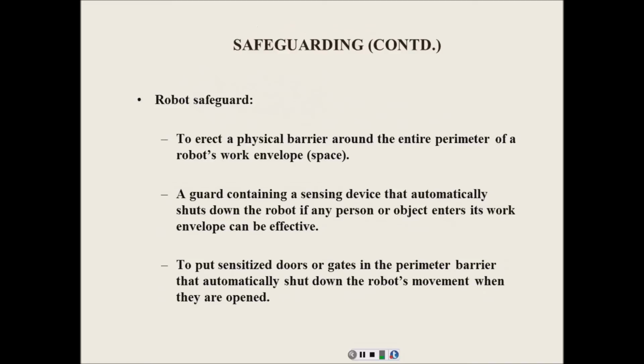I think that's what's gonna come up. To erect safety barriers around the entire perimeter of a workplace. A guard containing a sensing device that automatically shuts down the robot if any person or object enters its work envelope can be effective. To put sensitized doors and gates in the perimeter barrier that automatically shut down the robot movement when they are open.